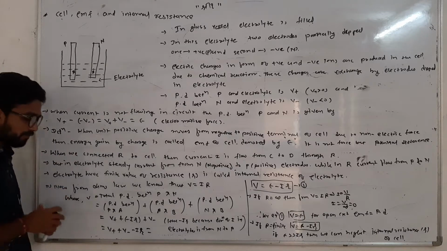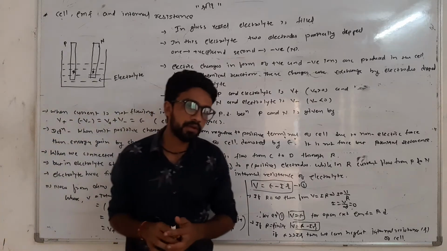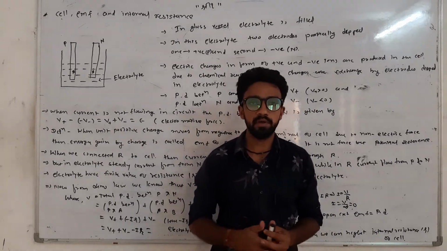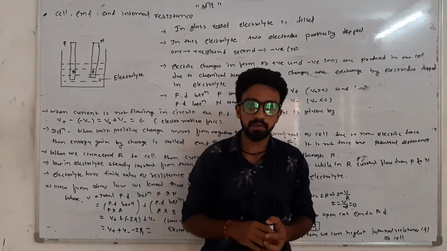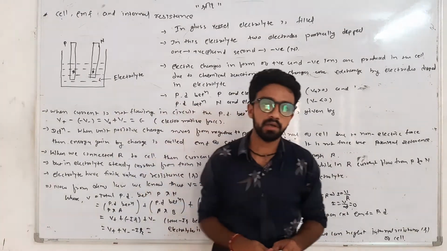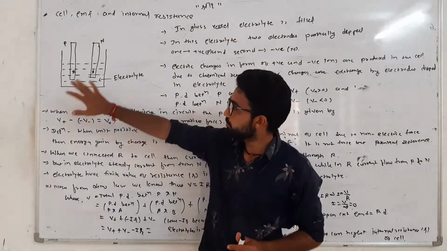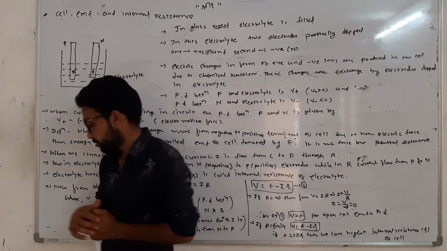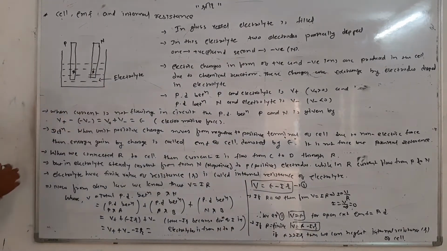So what is a cell and why do we require a cell in electric circuits? For flowing a steady electric current, we need one device that is known as a cell. Cells give a steady flow of electric current in the circuit. So this is the construction of the cell. How can cells be constructed?